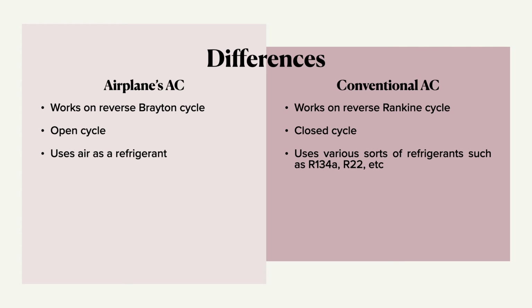Further, airplane ACs use air as the refrigerant, due to which this system is also known as air refrigeration system. On the other hand, conventional ACs use commercial refrigerants such as R134A, R22, etc.